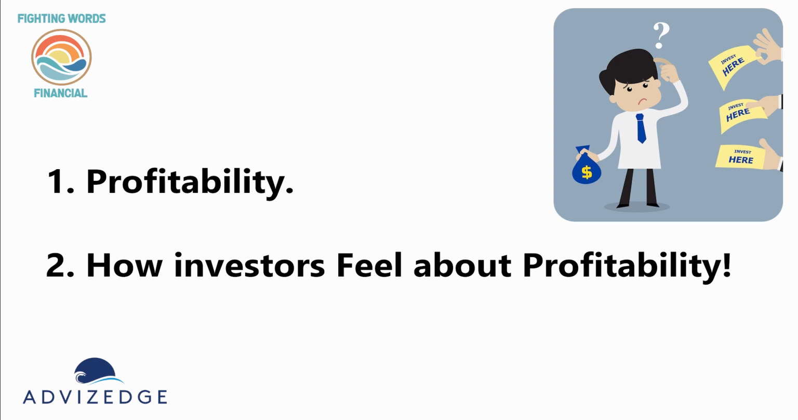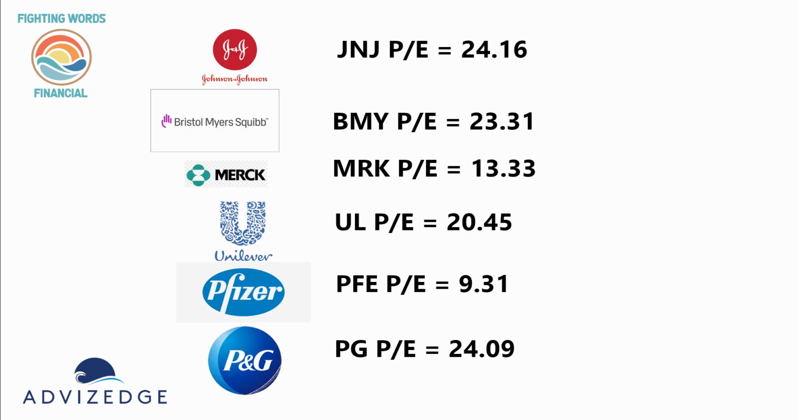The price to earnings ratio is a great way to view how the collective intelligence of investors views a particular company's performance, particularly in comparison to other companies in that same industry group. For example, Johnson & Johnson competitors include Bristol-Myers Squibb, Merck, Unilever, Pfizer, and Procter & Gamble. Bristol-Myers Squibb has a price-to-earnings ratio of 23.31, roughly similar to Johnson & Johnson.